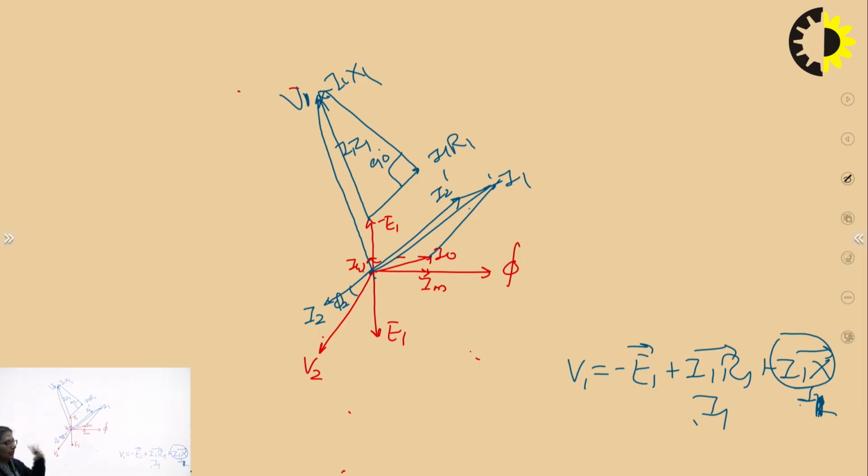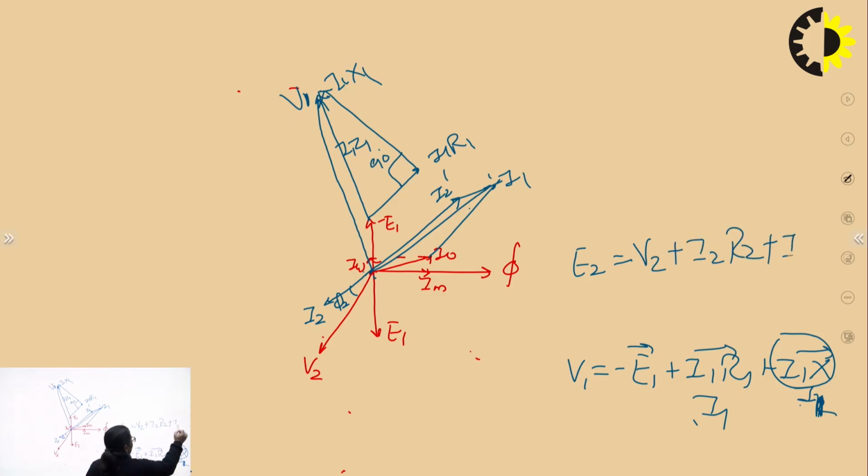Now, coming to the secondary circuit. In the secondary, I have V2, but I do not have E2. I need to plot E2. What is the relationship between E2 and V2 in terms of the transformer secondary? So, E2 must be equal to V2 plus I2R2, the secondary resistance drop, and the reactance drop. To have E2, V2 is already there, we have already plotted it, although arbitrarily.